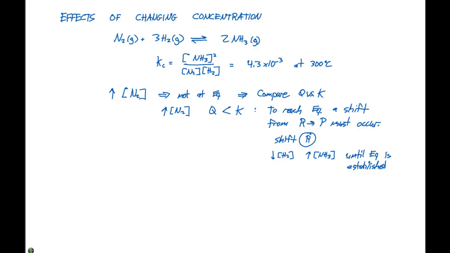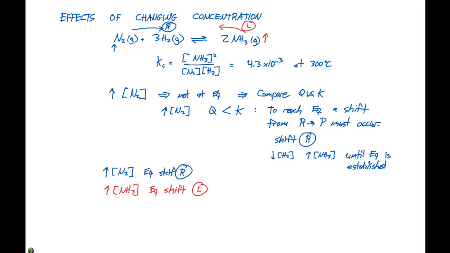We can look at all these other effects as well. If we increase the concentration of N2, our equilibrium is going to shift over to the right. So by increasing our nitrogen gas, the equilibrium shifts over to the right. We can also increase the concentration of NH3. If we increase the concentration of NH3, our equilibrium is going to shift back the other way, or shift to the left. So if we increase the concentration of NH3, our equilibrium shifts left.